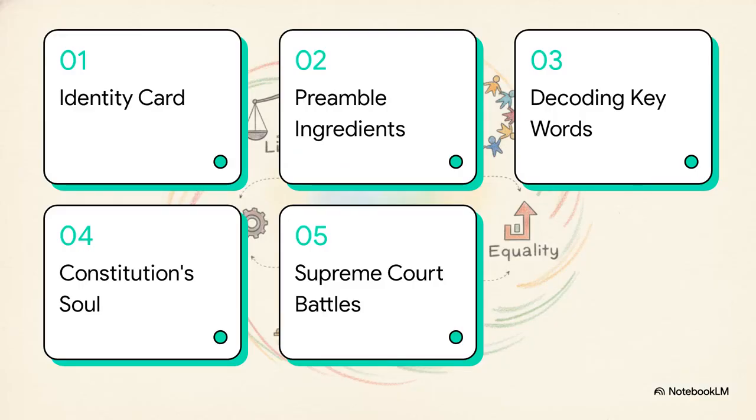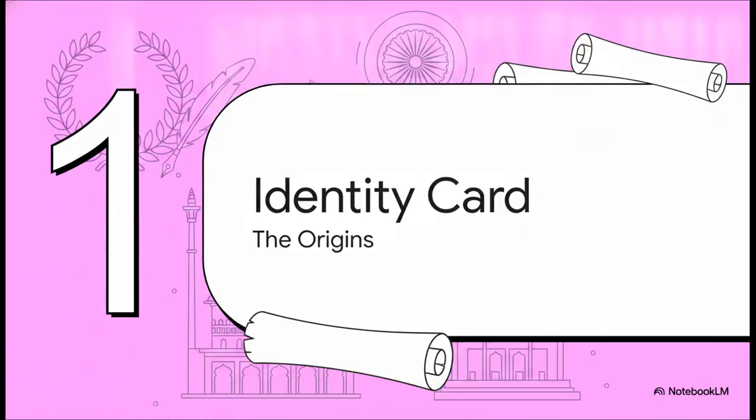And here is our game plan for today. We're going to look at the Constitution's identity card, break down the ingredients of the preamble, decode those key words, explore why it's considered the soul of the Constitution, and finally, get into the Supreme Court battles surrounding it. All right, kicking things off with Part 1, the Constitution's identity card and its origins.